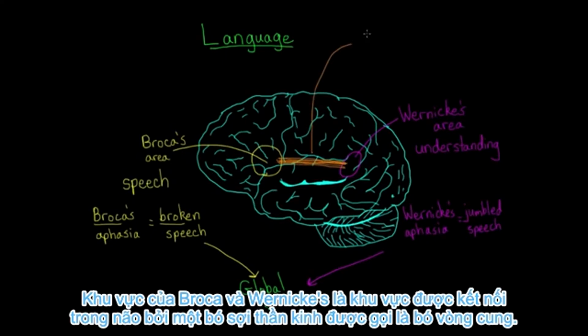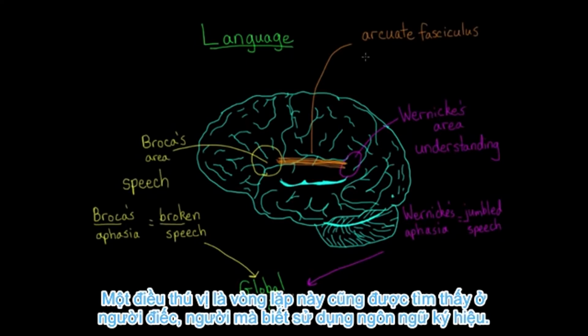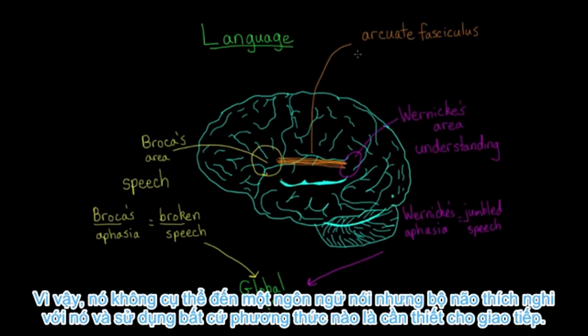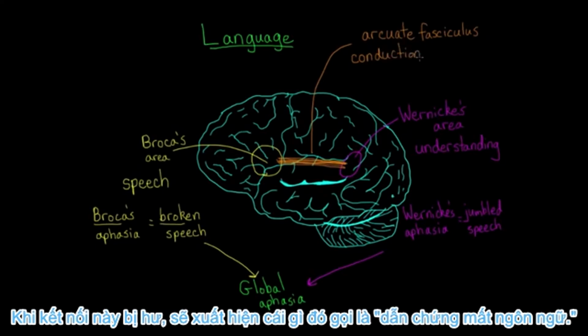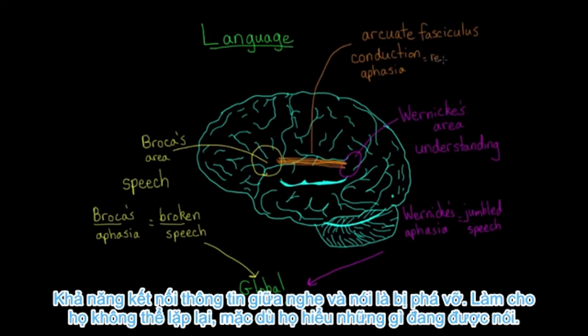Broca's area and Wernicke's area are connected in the brain by a bundle of nerve fibers called the arcuate fasciculus. One cool thing is that this loop is also found in deaf people who know sign language, so it's not specific to a spoken language, but the brain adapts to use whatever modality is necessary for communication. When this connection is damaged, people experience something called conduction aphasia. Their ability to conduct information between listening and speaking is disrupted, which makes them unable to repeat things even though they understand what's being said.